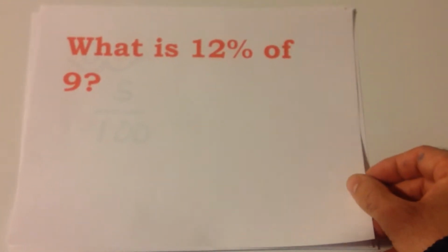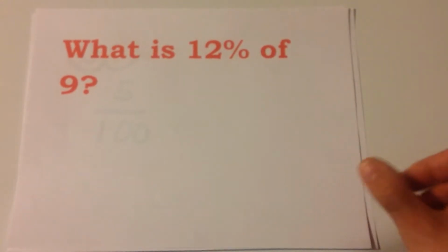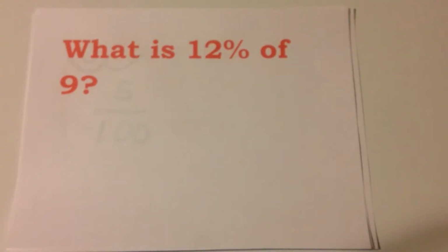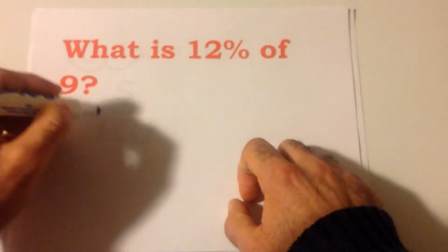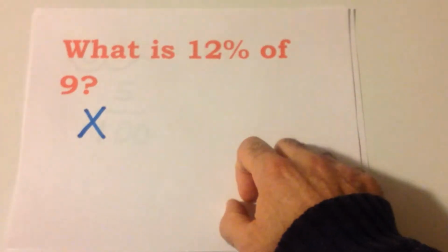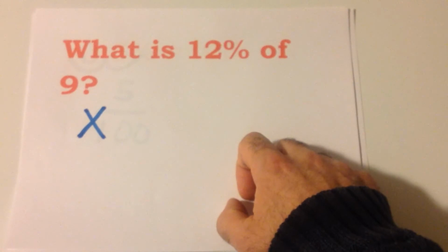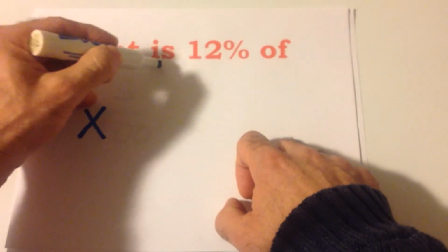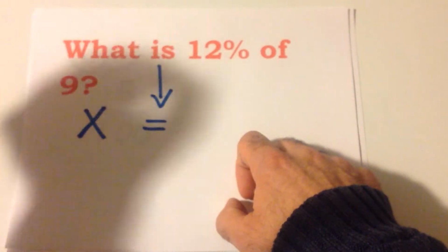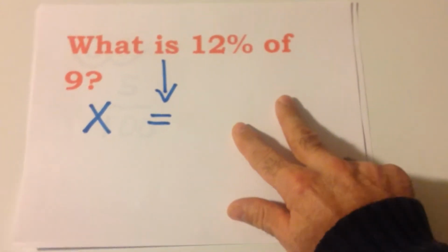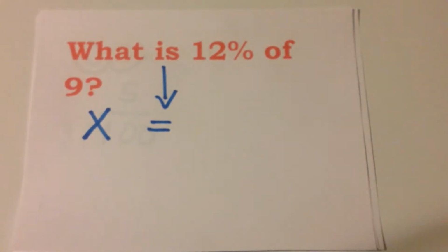So let's look at a question. What is 12% of 9? We can translate this. When we see "what," we don't know what it is, so it's an x, or any variable. We can put a w if we wanted. The "is" means equal. So far we have x is.